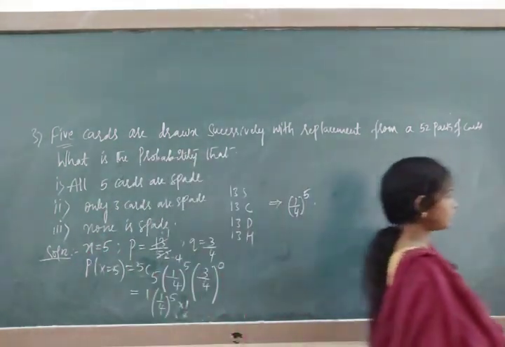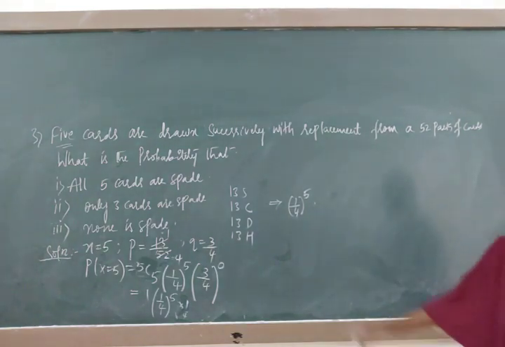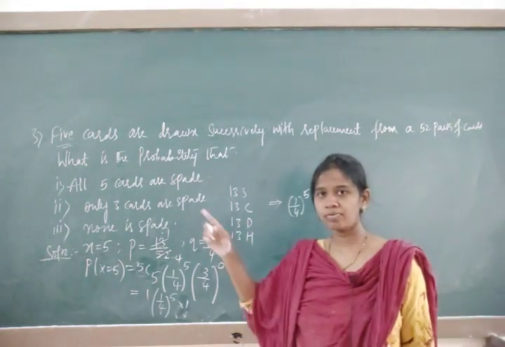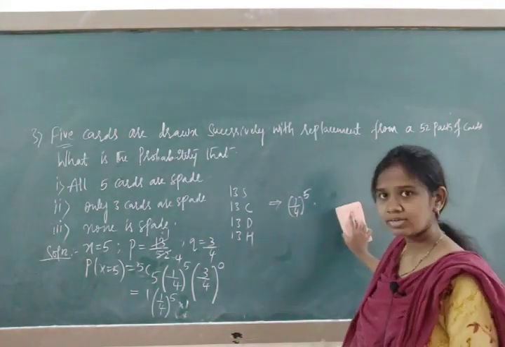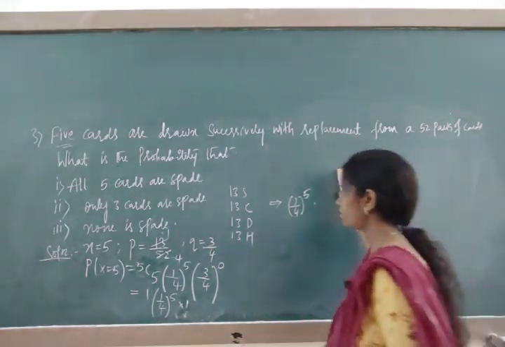So the second bit we will move on to. If you want, you can take 4 multiplied 5 times: 4 into 4 into 4 into 4 into 4, like that. I think it will again come to 1024.